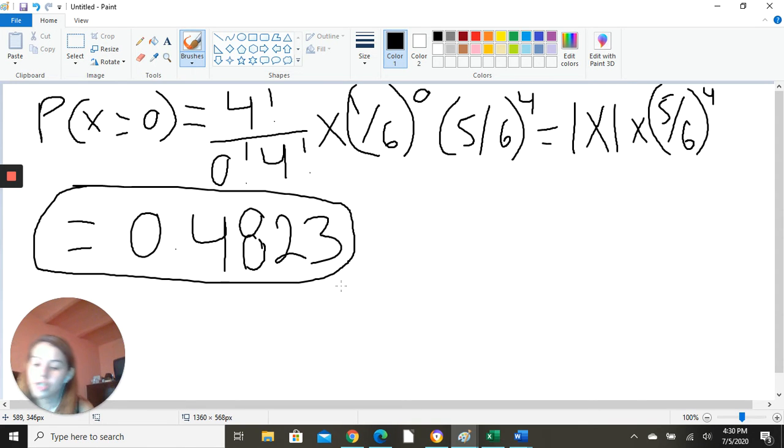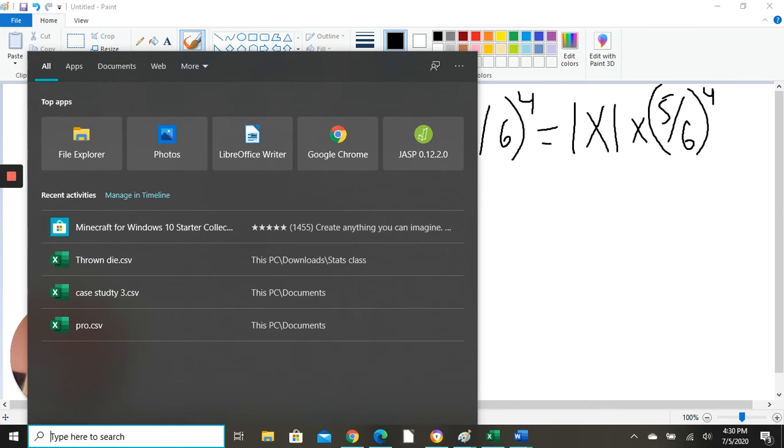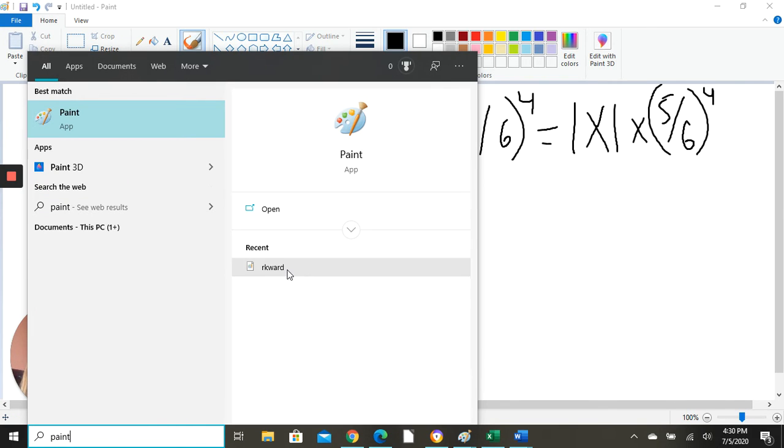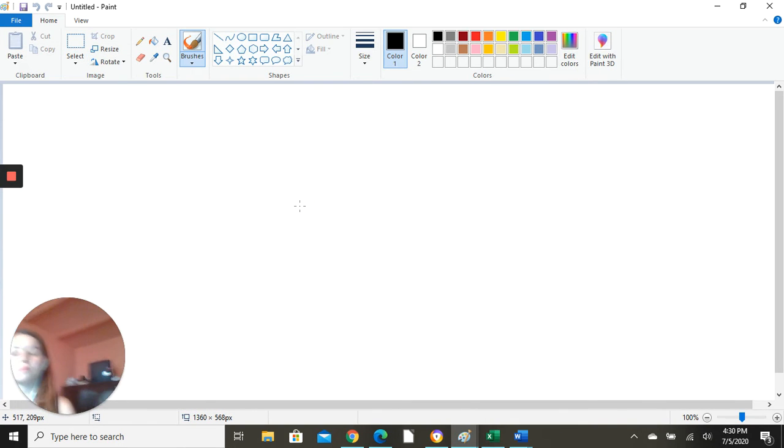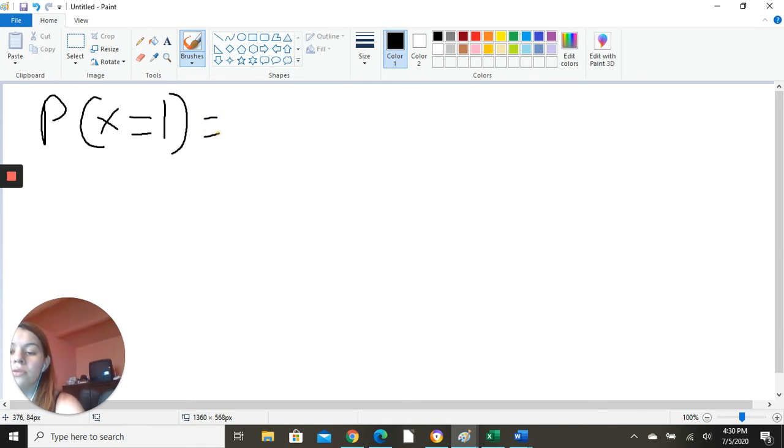Let's head on to finding our 1 two. All right, so P(x equals 1) equals 4 choose 1, our number of trials, and we're finding 1.